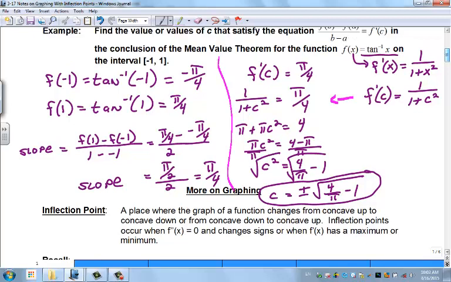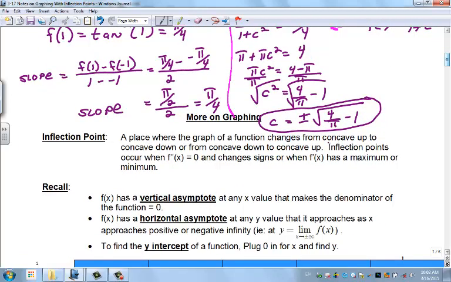Now I'm going to move on to the meat of today's lesson, which is graphing with points of inflection. An inflection point is a point where the graph of a function changes from concave up to concave down, or from concave down to concave up. Inflection points occur when the second derivative is equal to 0 and when it changes signs. The second derivative being equal to 0 is not enough. The second derivative has to change signs. That happens when f prime of x has a maximum or a minimum, because that'll be when the slope of the slope changes signs.